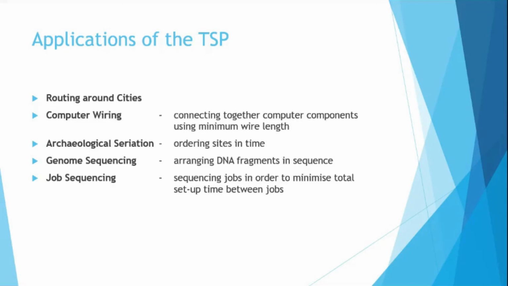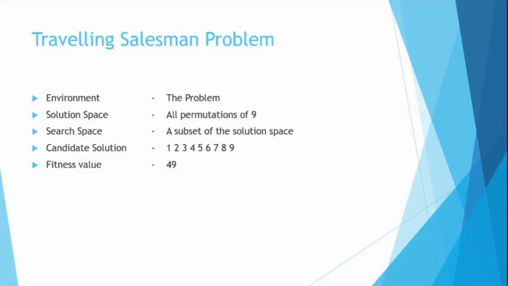So different sorts of applications are there. These 5 applications are only representative applications. There are many more than this, a number of other applications for the traveling salesman problem. So in this case, we have seen some of the terms and how these terms are relevant in the traveling salesman problem. Let's see. So the environment is the problem itself.